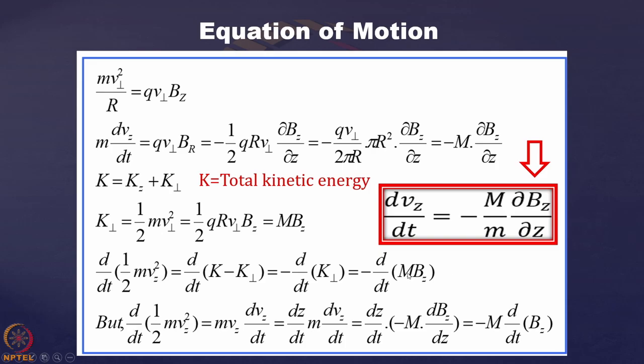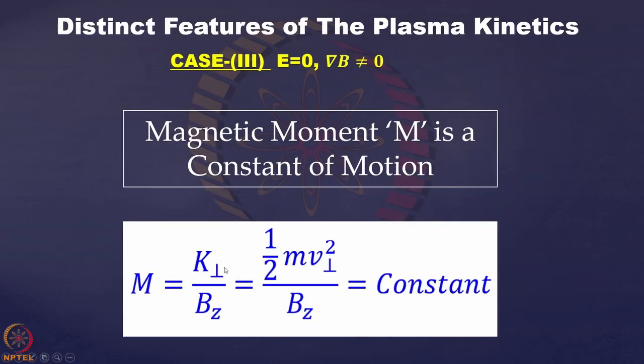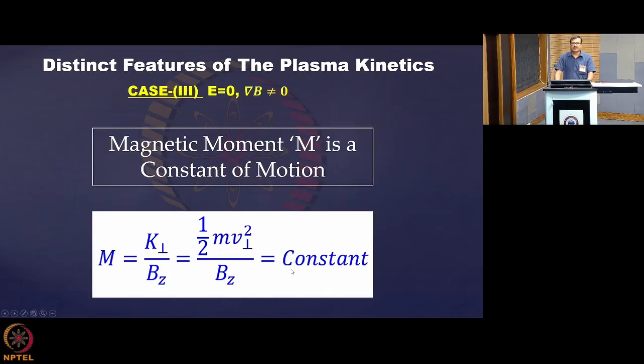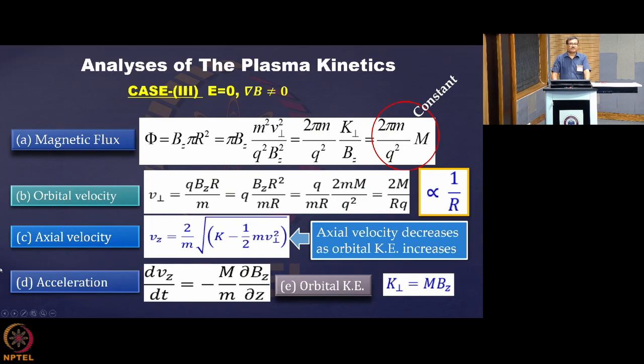So when does it happen? This is possible only when m is constant. So for this kind of magnetic field configuration, where the gradient of Bz is constant, we see that the magnetic moment is a constant of motion. This is a very important conclusion, and it has immense technological consequences which we will learn a little later. So what we see here is that m equal to k perpendicular by Bz, equal to half m v perpendicular square by Bz, is a constant of motion when the gradient in magnetic field, del Bz by del z, is constant.